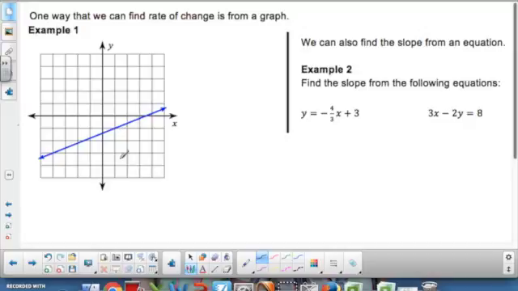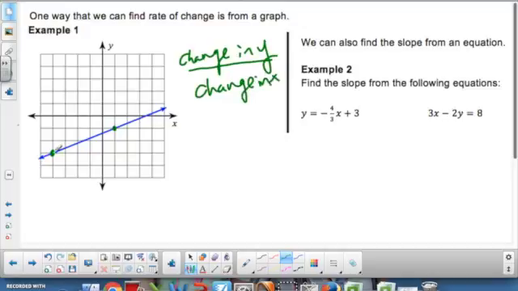All right, so we're going to give you lots of different ways you could try to find rate of change. Most of them you've probably seen before, but I'm going to show them to you anyway. One way that we can find rate of change is from a graph. So if I'm looking at a graph and they want to know the rate of change, I'm going to find 2 points that hit at nice, pretty intersections. So this one looks good to me, and this one looks good to me. Then to find the rate of change, remember I need the change in y over the change in x.